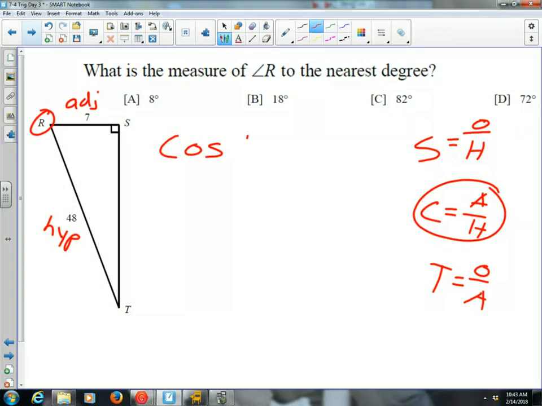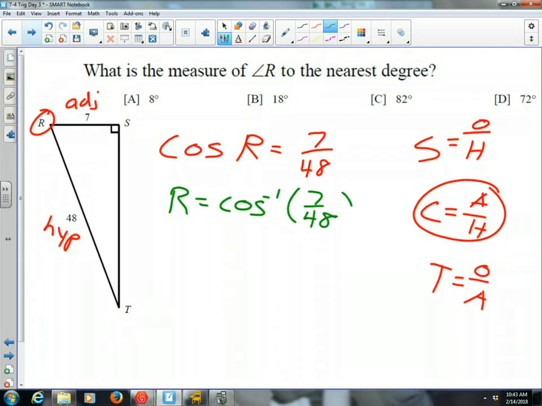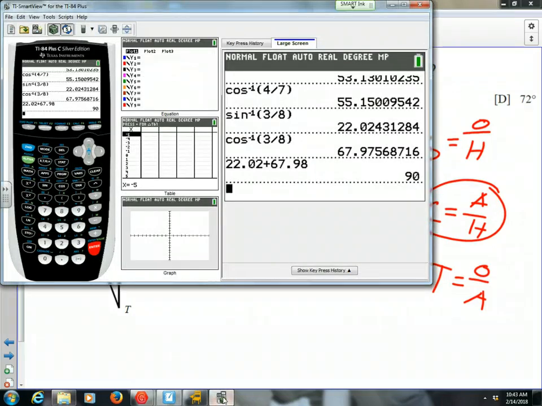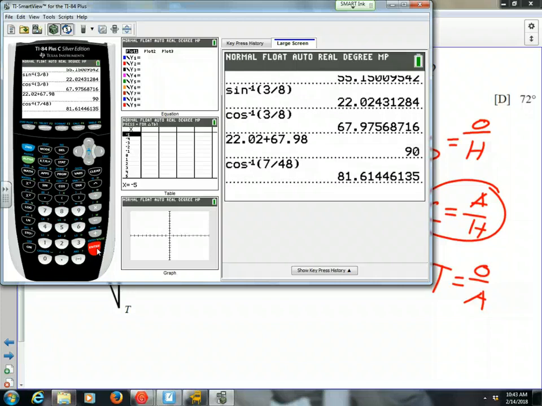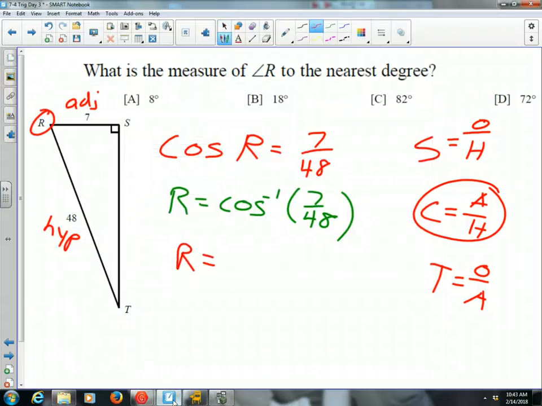So the cosine of angle R equals adjacent 7 over hypotenuse 48. So to solve for angle R, I have to get rid of the cosine. The way you get rid of the cosine is you do the inverse cosine of 7/48. We do that in our calculator. Second cosine of 7 over 48. The inverse cosine of 7/48 is 81.6 degrees, or to the nearest degree, 82 degrees. R equals 82 degrees. Let's try the next one.